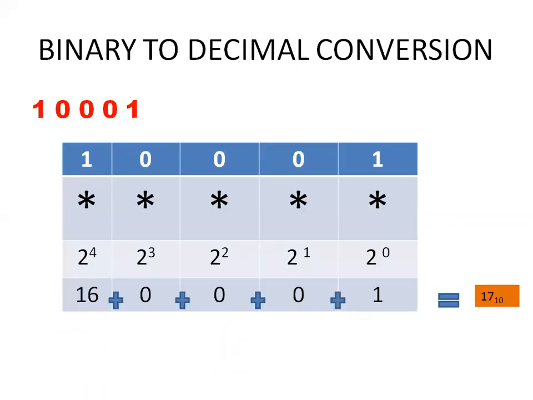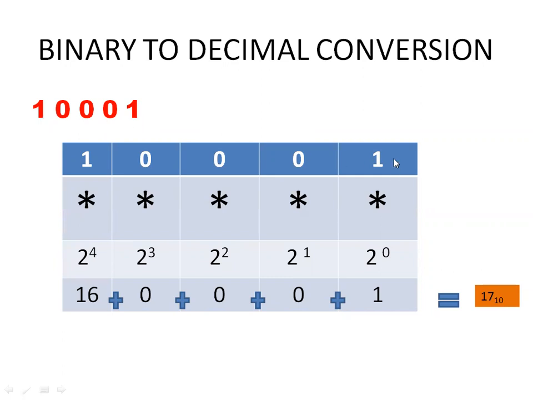Next, we are going to do the binary to decimal conversion. The given digits are binary 1 0 0 0 1. For that, you use power operations. As we know, binary has the base value 2 and decimal has the base value 10, so we use the 2 power operation. Here, the LSB is on the right-hand side and the MSB must be on the left-hand side. So this one is the LSB and this one is the MSB.